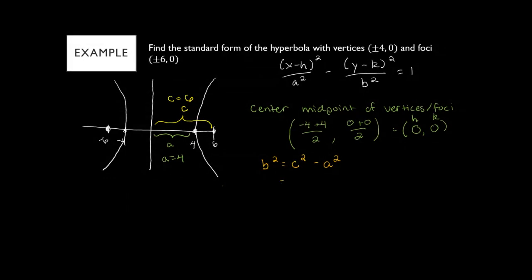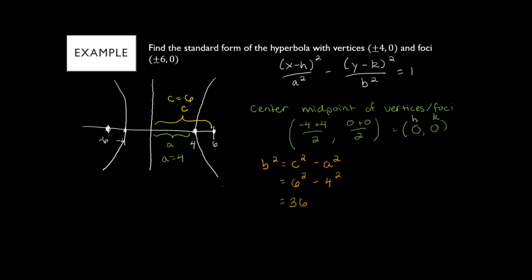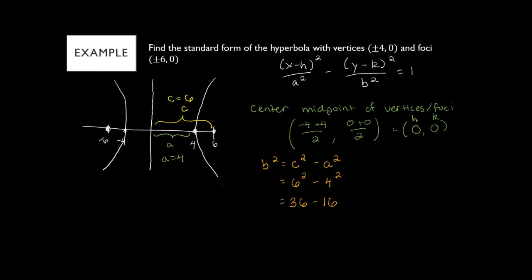So all I need to do is plug in my numbers. So C squared, 6 squared, and A is 4, so that's 4 squared. So that's 36 minus 16, which gives us 20. So B squared is equal to 20. We don't need to actually take the square root of it because we need B squared in our formula. So I don't have to worry about taking the square root and dealing with that. I can just use the value of 20. So now we've got everything we need to actually put it into our equation.